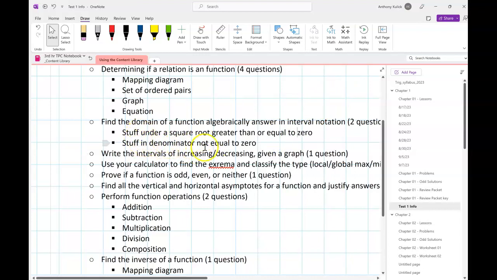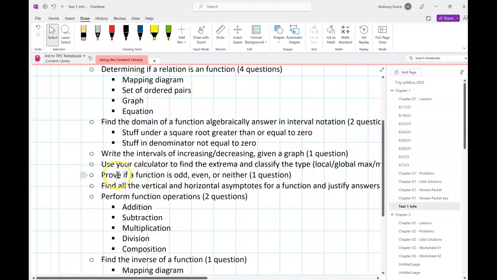And the stuff in a denominator needs to be set not equal to 0, right? That was the kind of the trick there, and then we work that out into an interval. You should be able to write the intervals of increasing and decreasing if I give you the graph. You should be able to use your calculator to locate the extrema, and then classify the type, whether it's local or global, max or min.